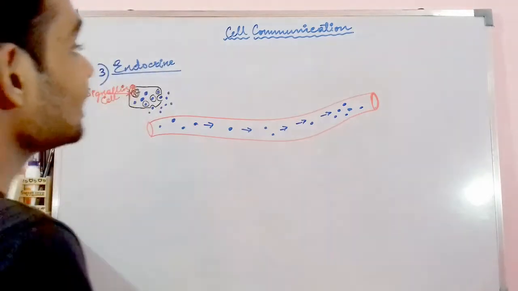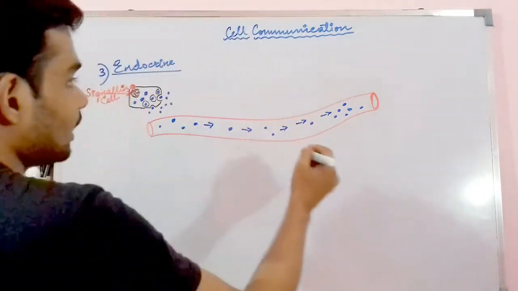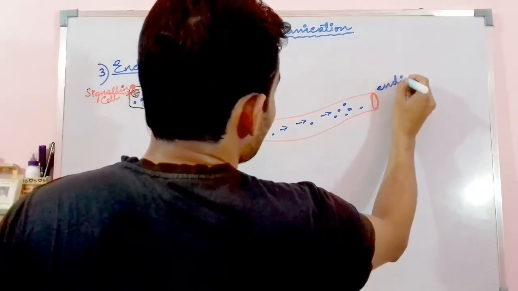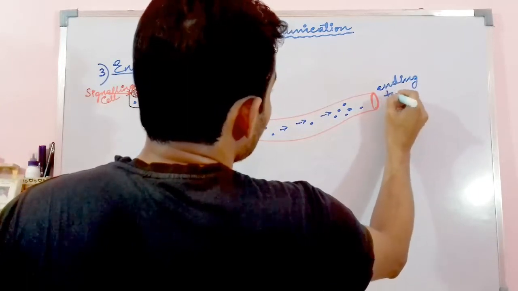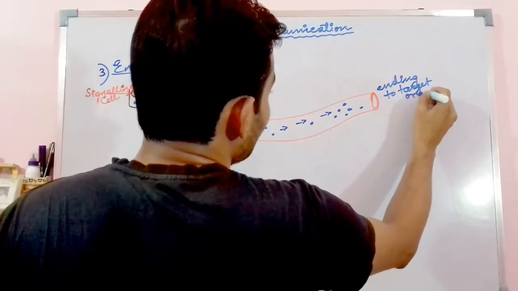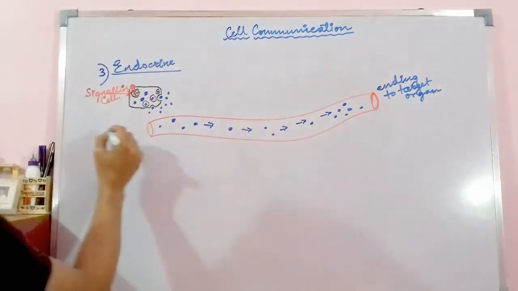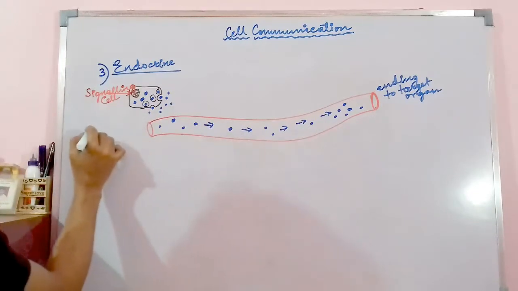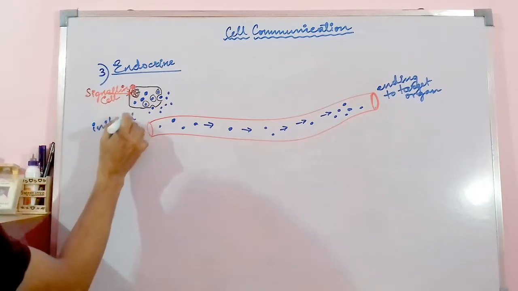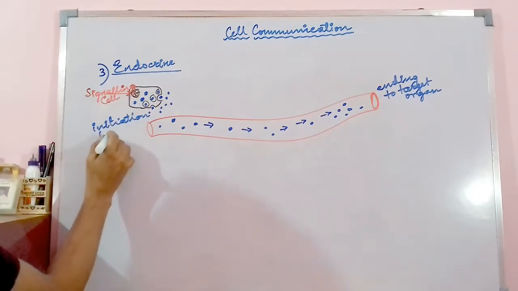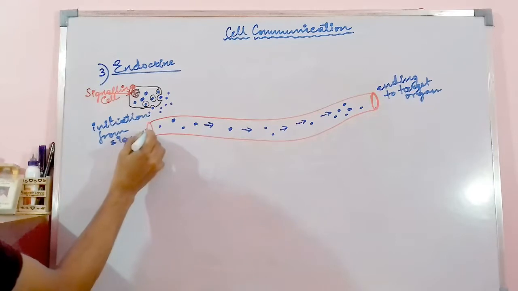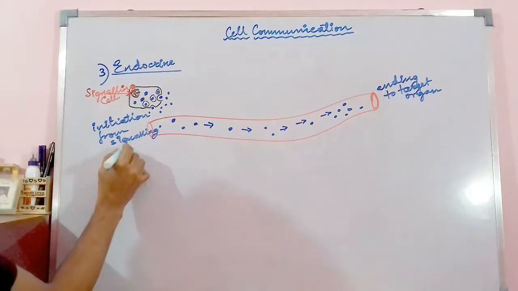And in the area of the target organ, this part is the ending to the target organ, and this part is the initiation from the signaling molecule, the signaling cell.